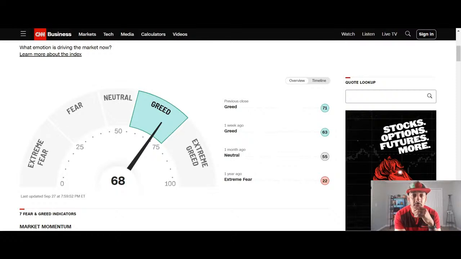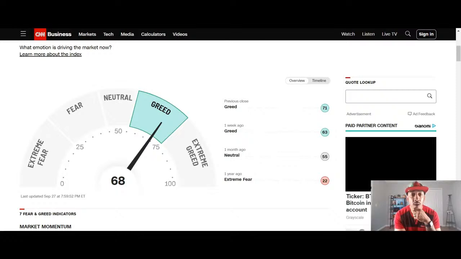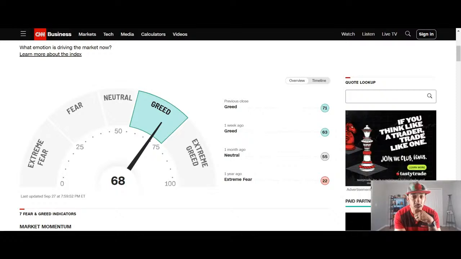Now we are up from about a week ago. A week ago, we were a little more fearful, and now we're greedy. So we're going in a greedy direction. So when the market is greedy, you want to go with the trend until the trend is over. So that's the fear and greed index.